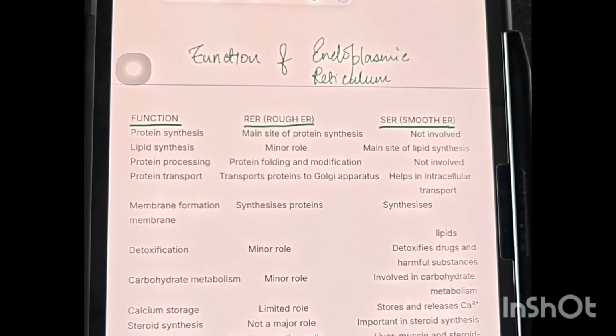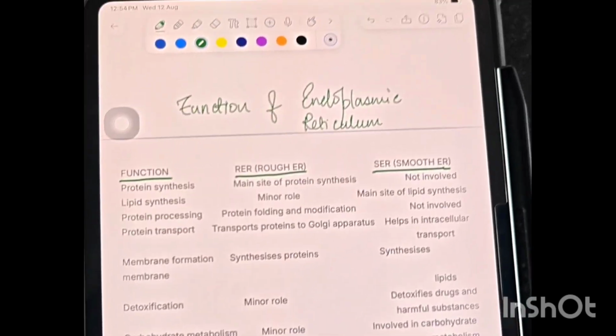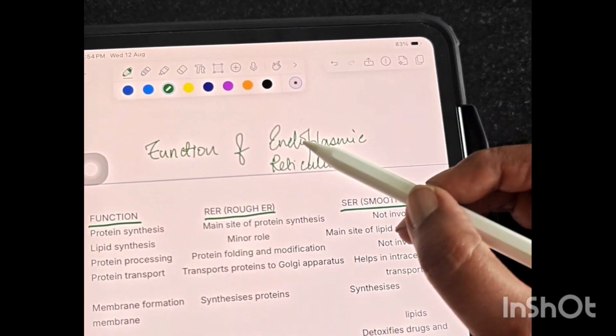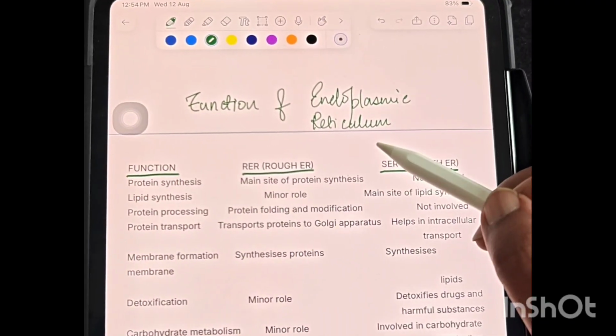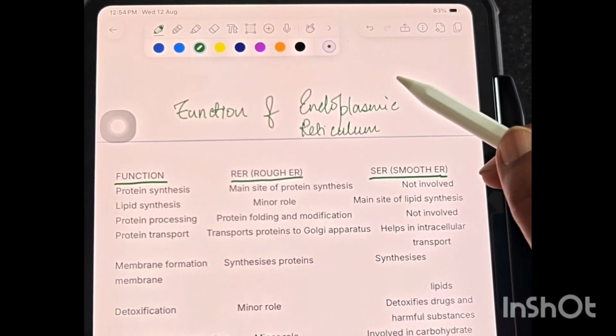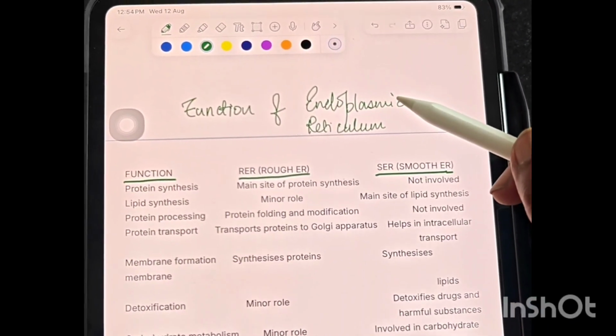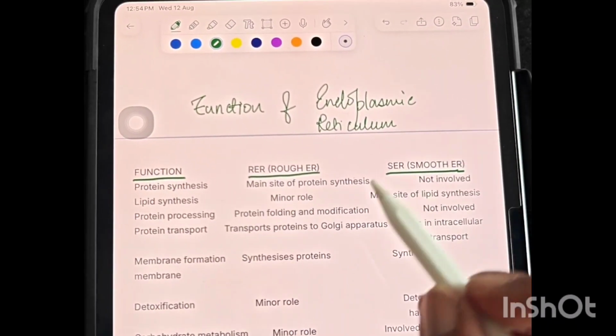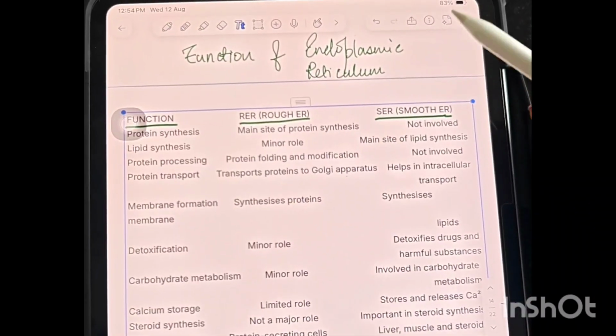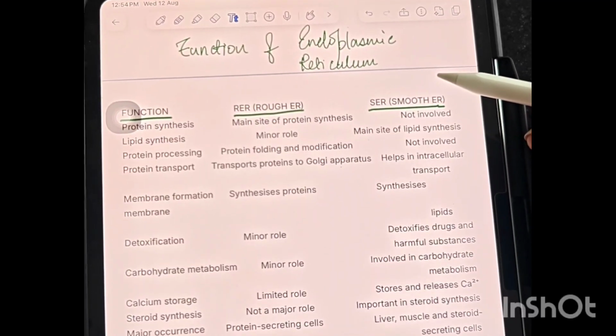Hello everyone. Today we will discuss the functions of endoplasmic reticulum. There is a separate video on the structure of endoplasmic reticulum. Due to its extensive structure, we will discuss the functions separately.